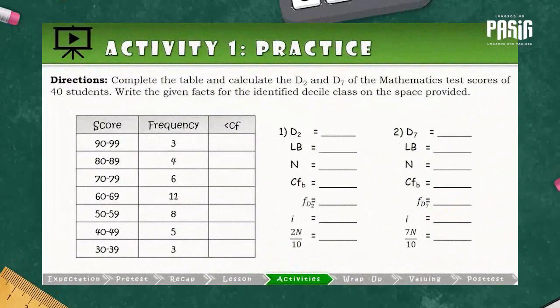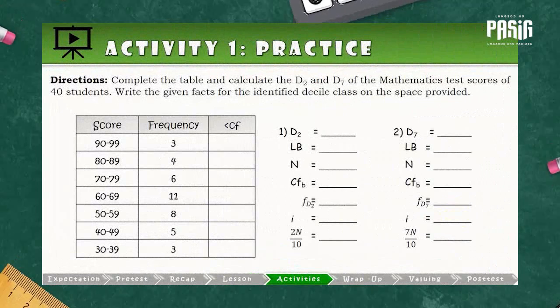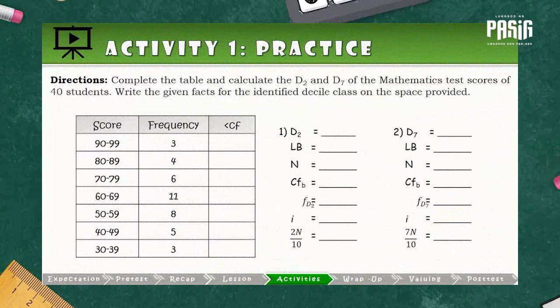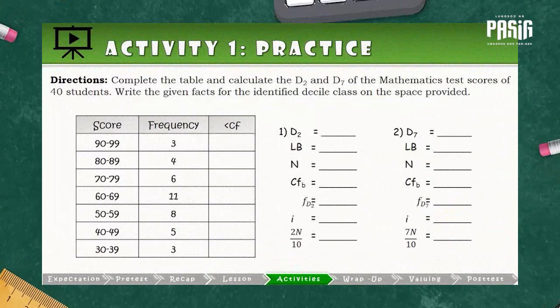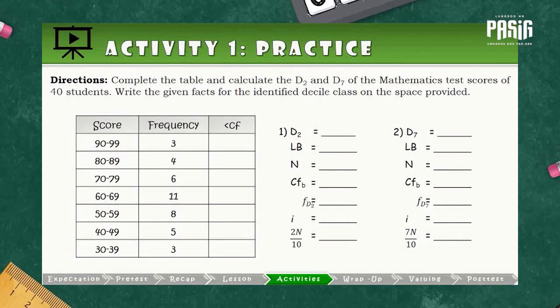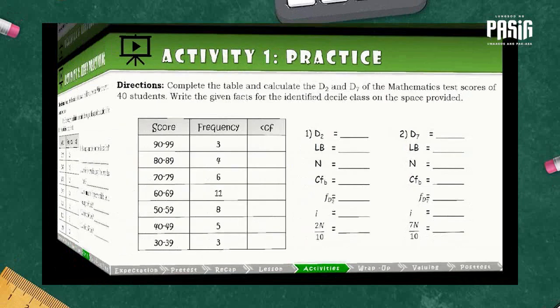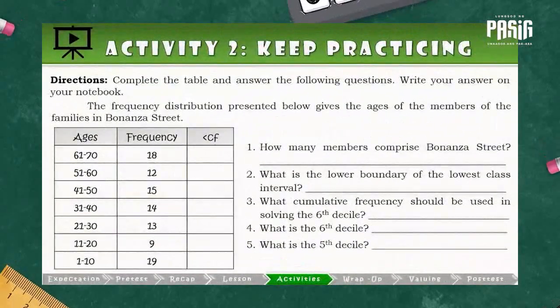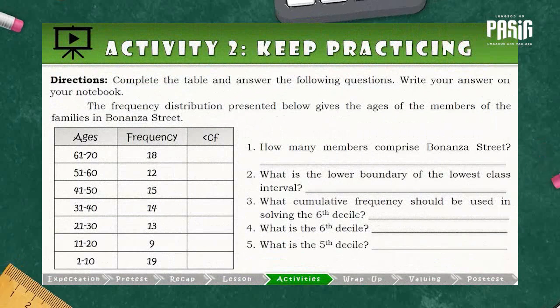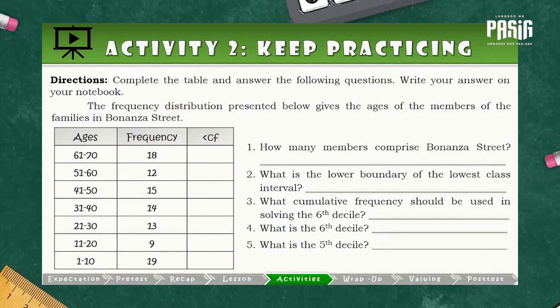Now, let us answer the following activities. For Activity 1 practice, complete the table and calculate the D sub 2 and D sub 7 of the mathematics test scores of 40 students. Write the given facts for the identified decile class. For Activity number 2, keep practicing. Complete the table and answer the following questions. Write your answer on your notebook.